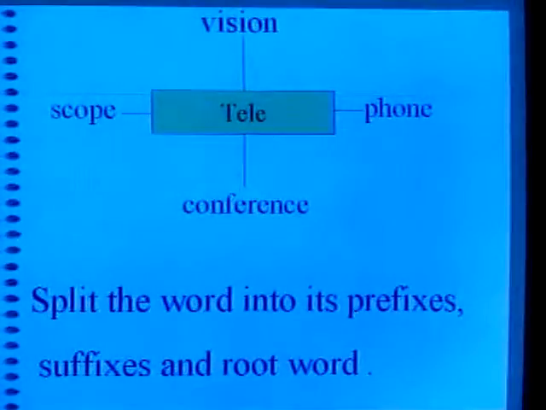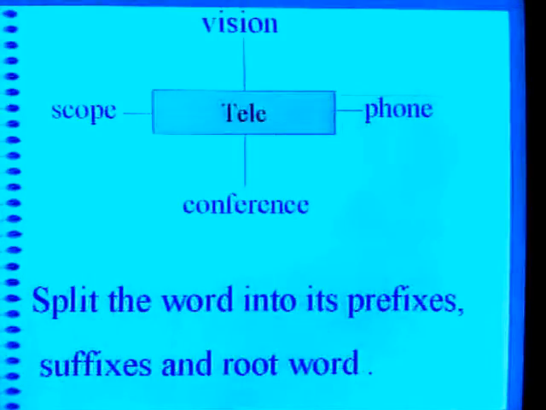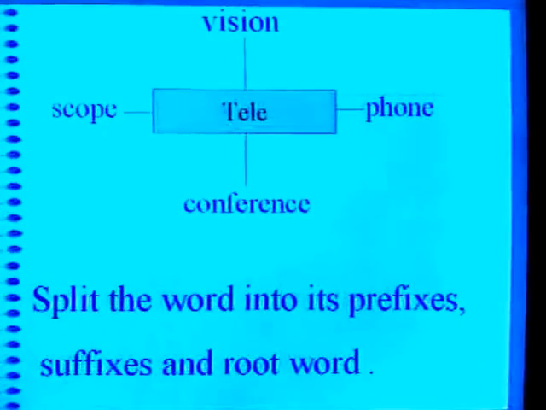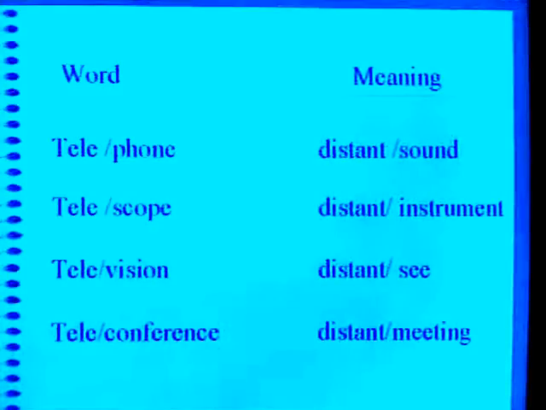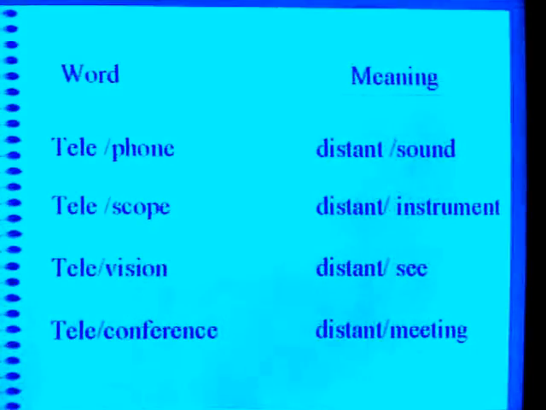Words can be split as it is shown in the diagram. The words are television, telescope, telephone and teleconference. When we cut the root word and know the meaning of it, it will be easy to understand the meaning of the remaining part. The word tele means distant and the word vision means to see. In such a way, split the words and try to find the meaning. Split the word into its prefixes, suffixes and root word. Look at the words given here, how the words are split and the meanings are given.